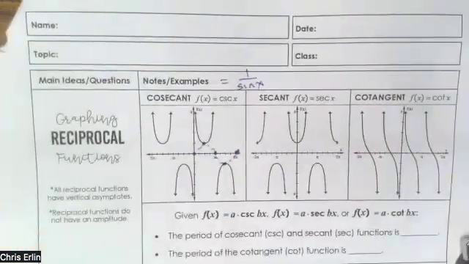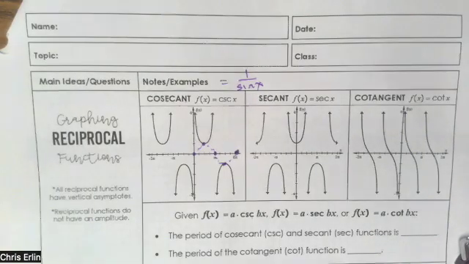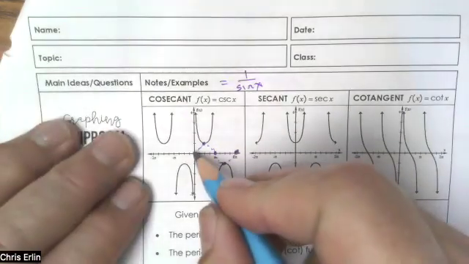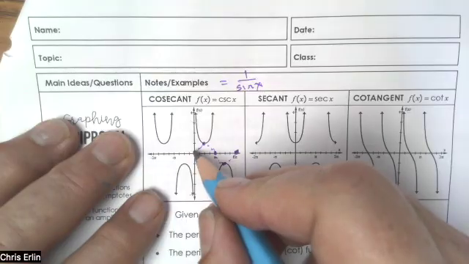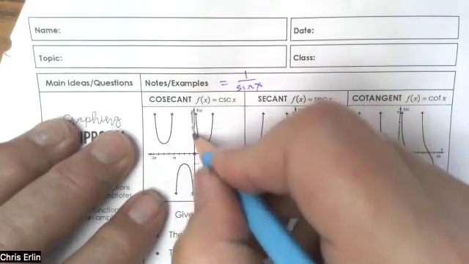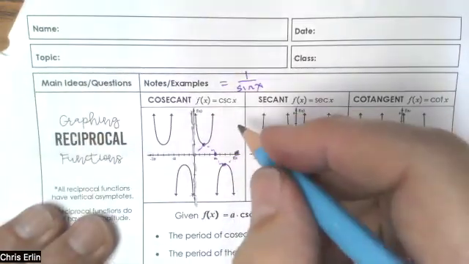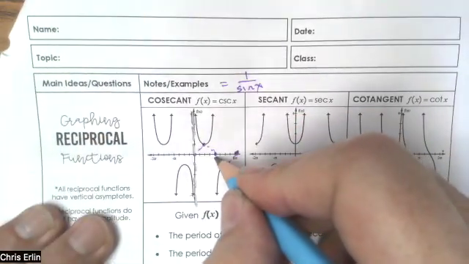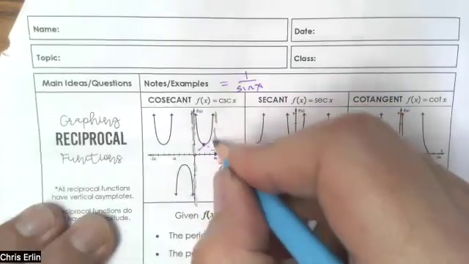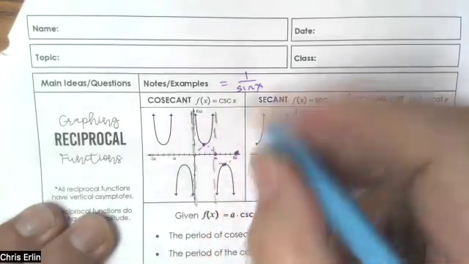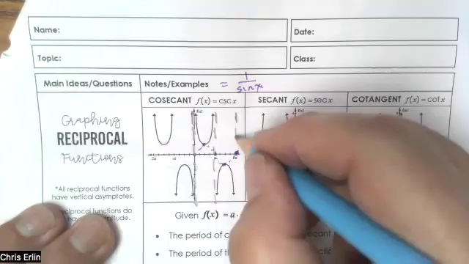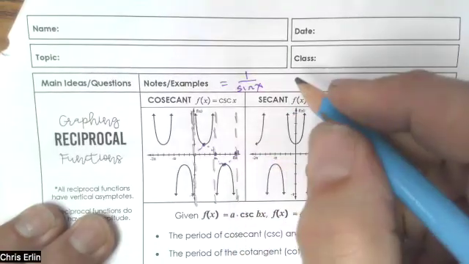Now, this is the reciprocal of sine. What is the reciprocal of 0? What's 1 over 0? An asymptote. It's undefined. So I'm going to have an asymptote running right down my y-axis. Here again at pi, I'm going to have another asymptote because my sine function is 0 there. At 2 pi, I'm going to have another asymptote.